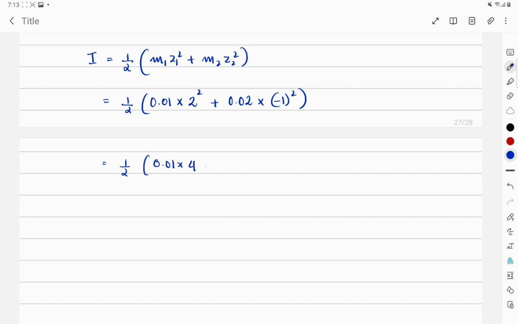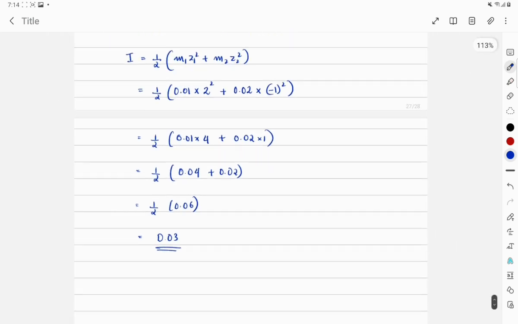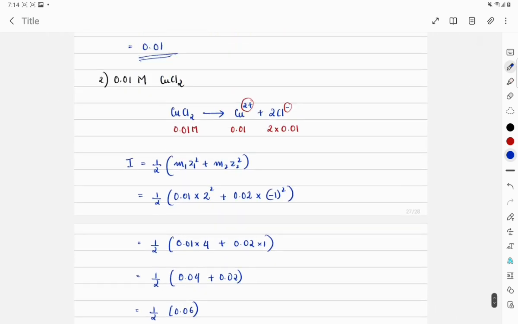So that will be half into 0.01 into 2 square, 4, plus 0.02 into -1 square, 1. That is half into 0.04 plus 0.02. That is going to be 0.06. On halving it, we'll have 0.03. So this is the ionic strength for 0.01 molar copper chloride.